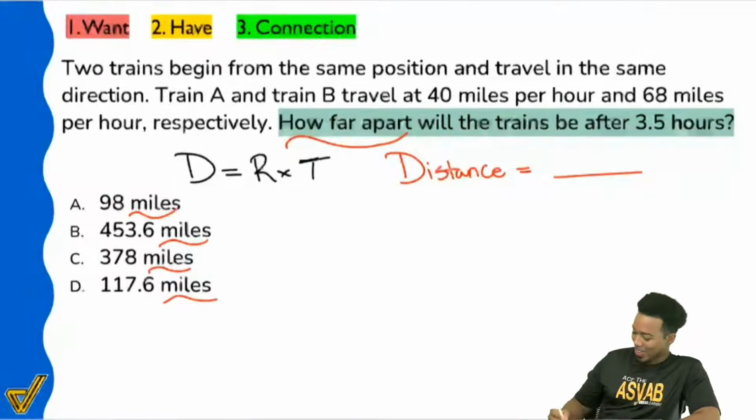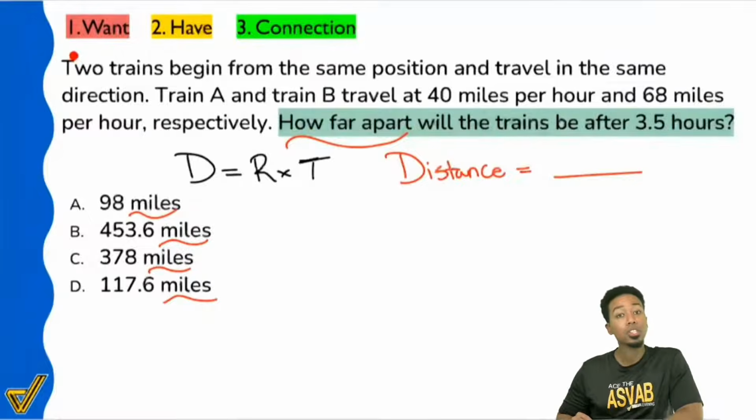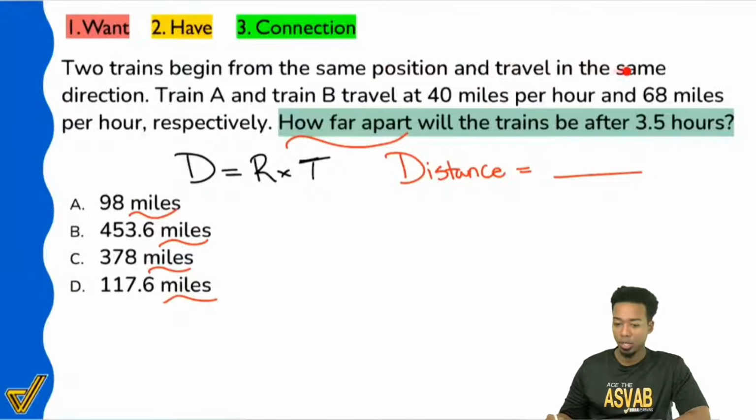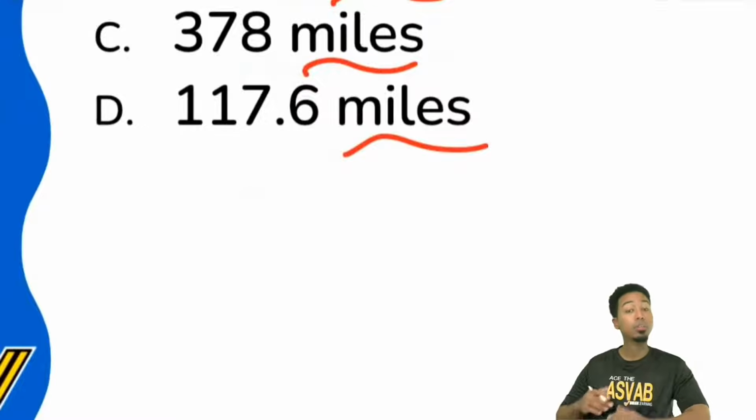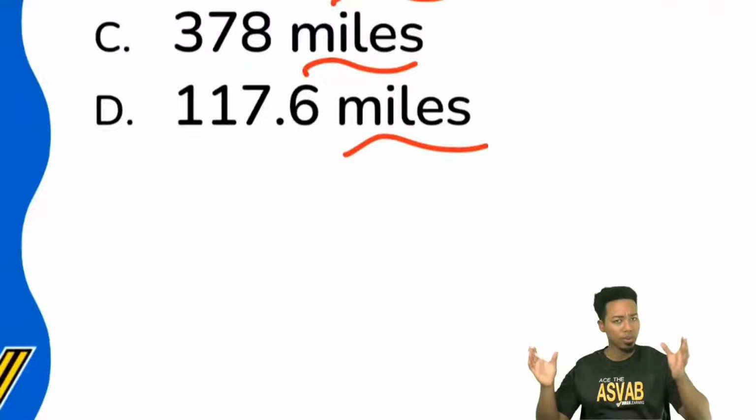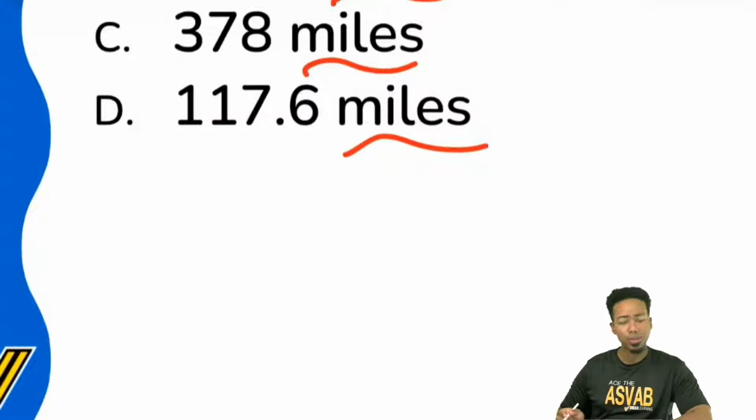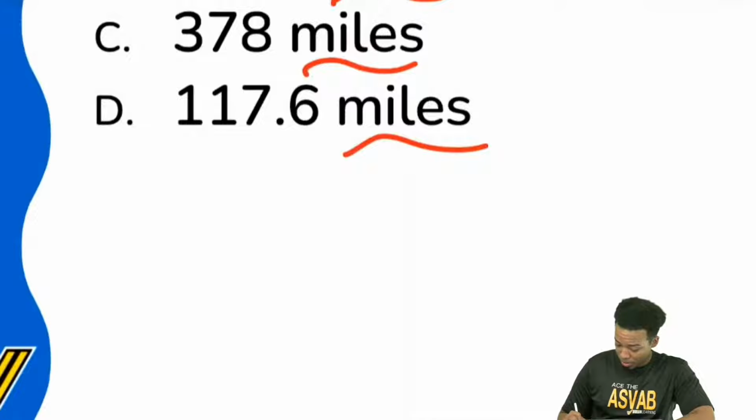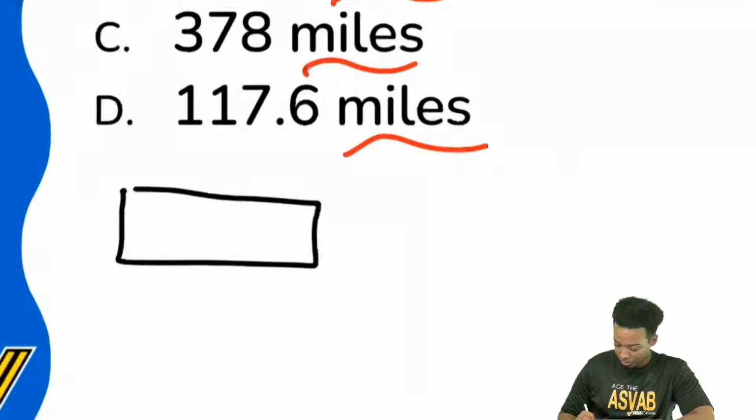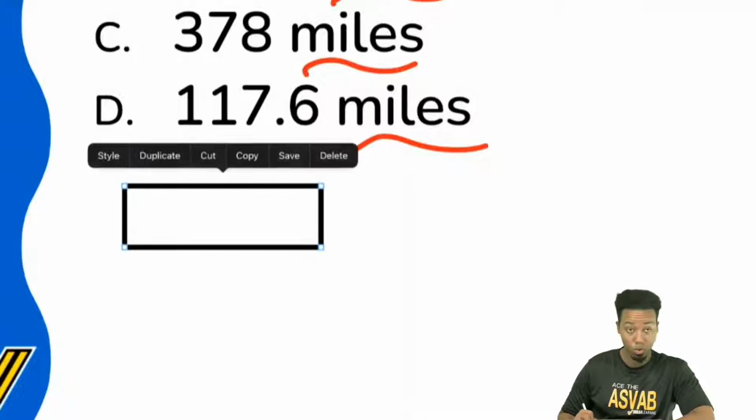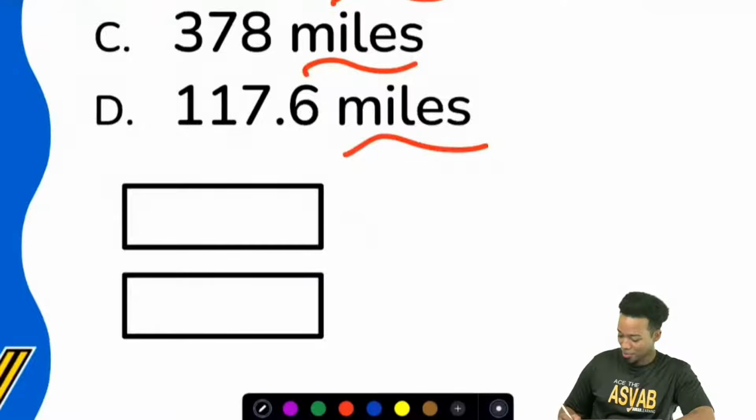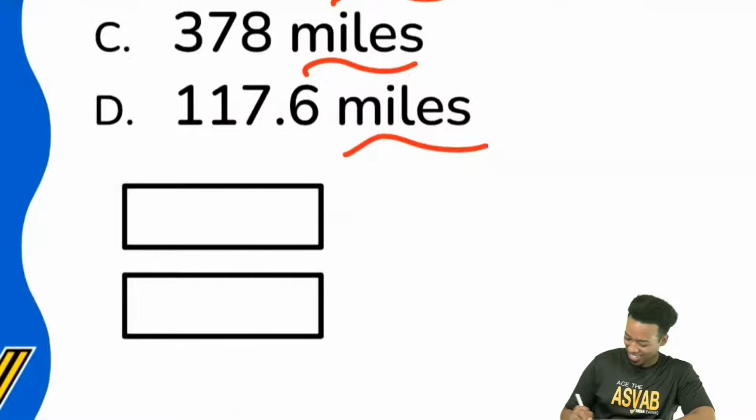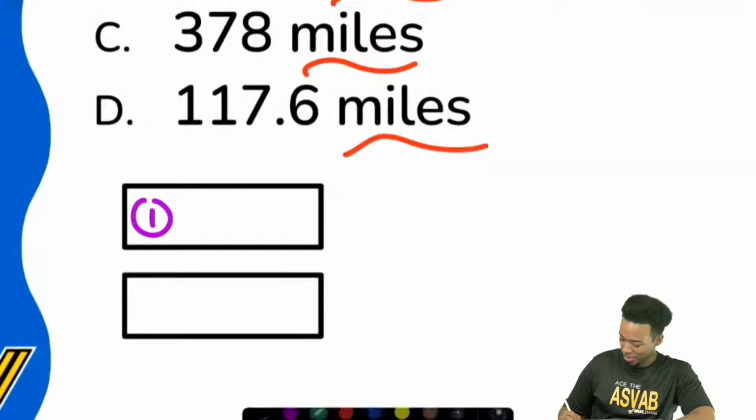Let's see. Reading through the information, we see that two trains begin from the same position and travel in the same direction. So I'll go ahead and illustrate right over here, because you all know that I am the world's best artist. I'm going to draw two trains. We'll draw train number 1. And then, because I'm so great, boom, there's train number 2. So there we have them. We'll call this one number 1, and this one over here, number 2.